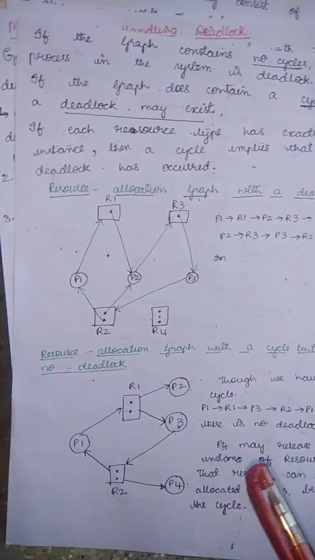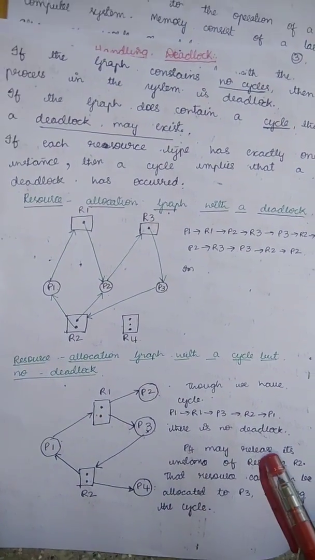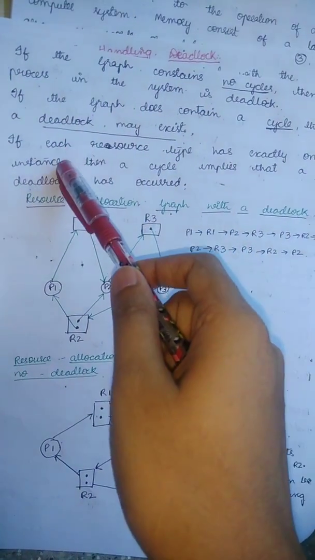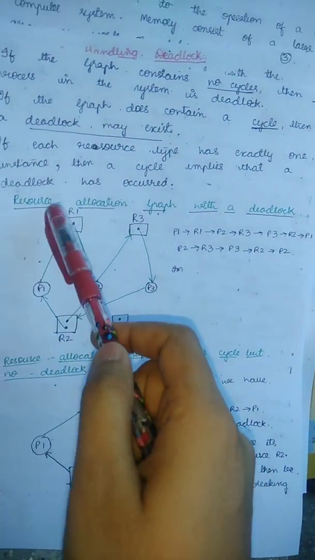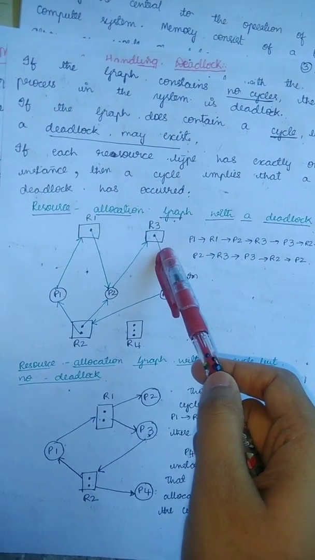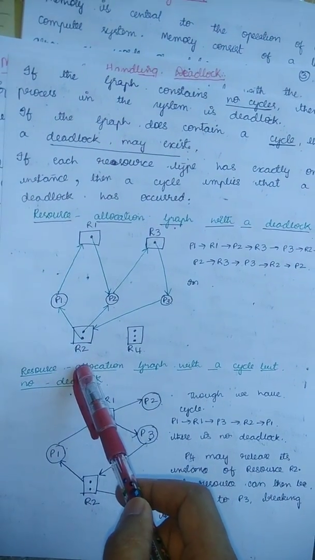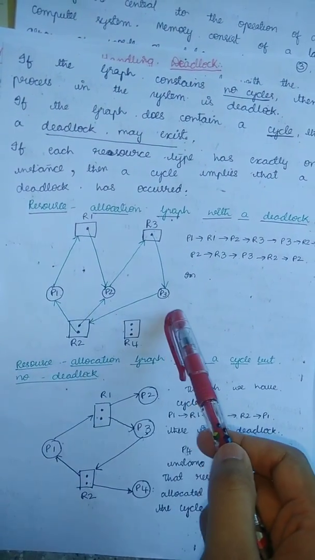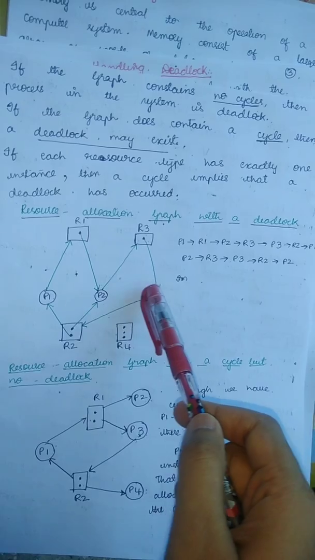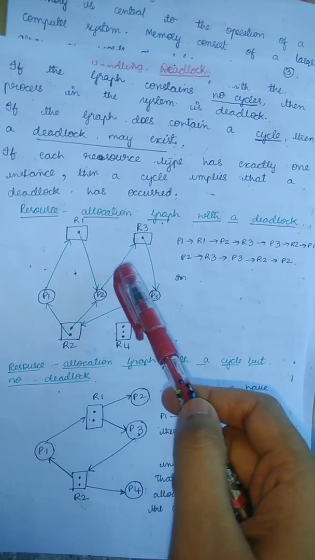Here we have considered a graph, right? We have four resources, R1, R3, R2 and R4. R1 has one instance, R3 has one instance, R2 has two instances, R4 has three instances, and along with that we have three processes P1, P2 and P3. Let us see the cycle first.